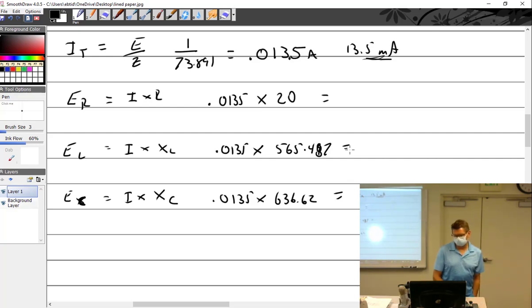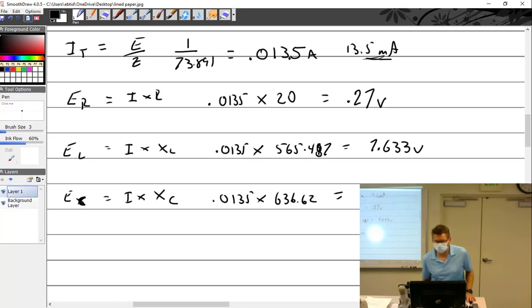When you're ready, you tell me what they are. First one, 0.27. 0.27? Yep. Volts? Yep. Next one? 7.633 volts. I have on my little cheat sheet that I got from Excel 7.653. It's very close. Anybody have something different for E of L? I think he put 0.014 instead for I. Okay. That's fine. As long as you're very close to that, you're good. X of C? 8.594. Thereabouts. 8.6, something like that. You're doing fine.